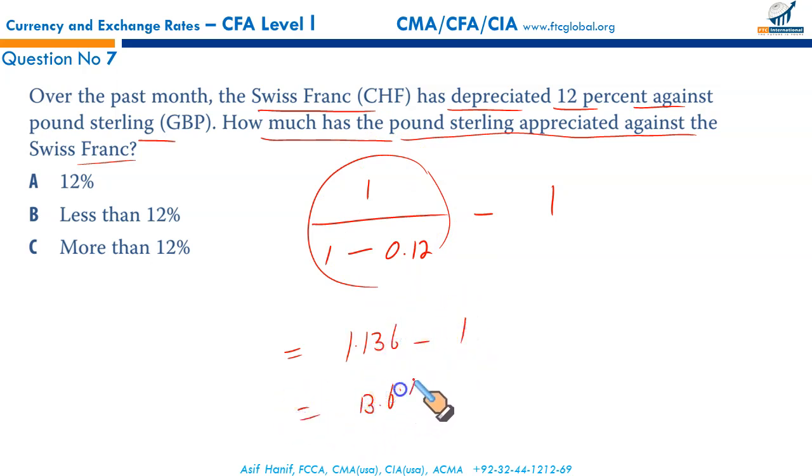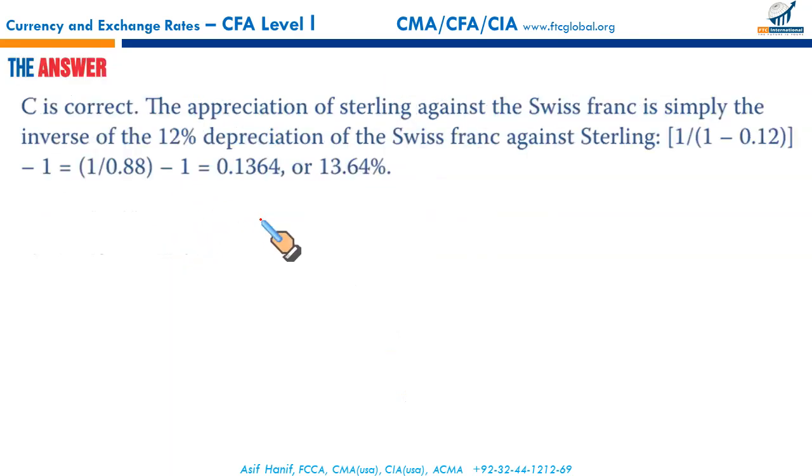13.6%. So what we can say, 12% depreciation in Swiss francs would result in 13.6% appreciation in pound sterling. So that's more than 12%. That makes C the correct option.